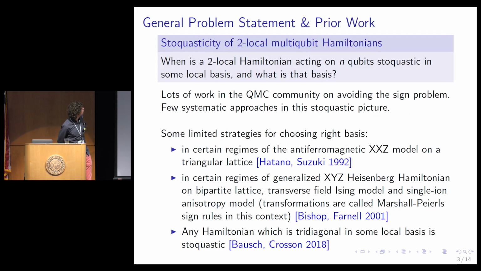So the general problem statement we're interested in is: if you give me a 2-local Hamiltonian on n qubits, can I tell you whether it's stochastic in some local basis, and what is that basis? There's been lots of work in the quantum Monte Carlo community on avoiding the sign problem, but there have been very few systematic approaches in this stochastic picture. Many of the approaches that have been proposed offer limited strategies within particular regimes of certain Hamiltonians. What we'd like to do is try something more general.